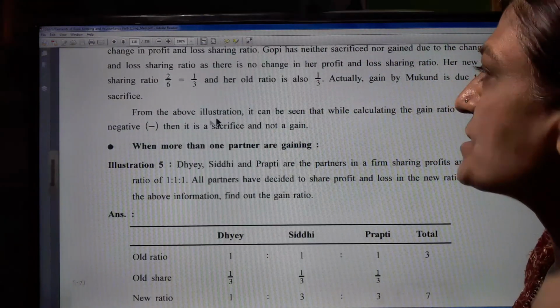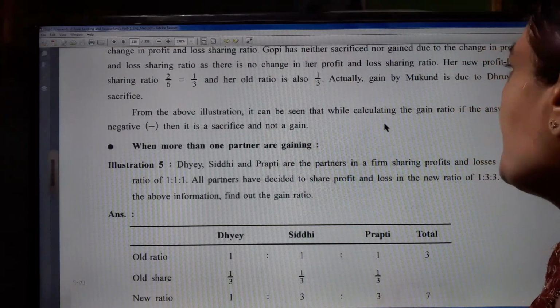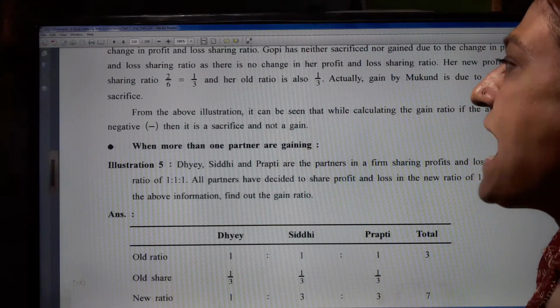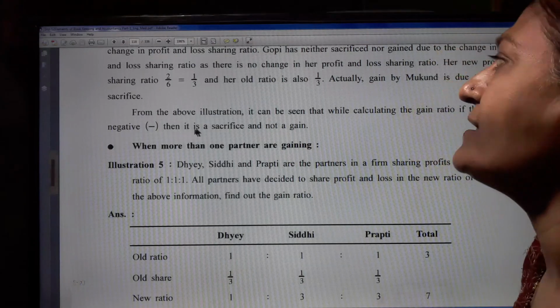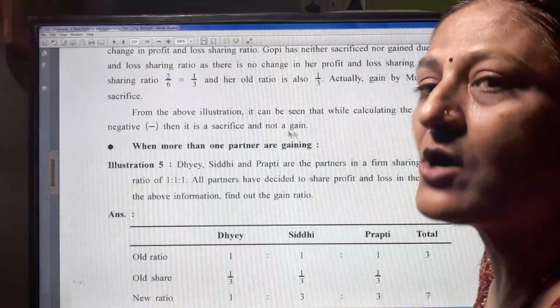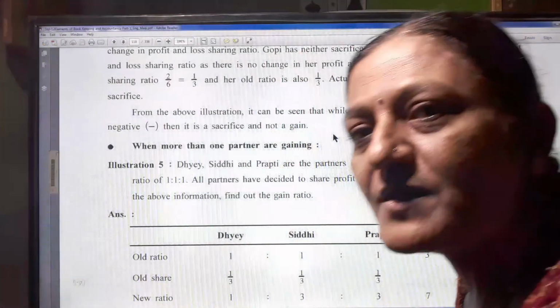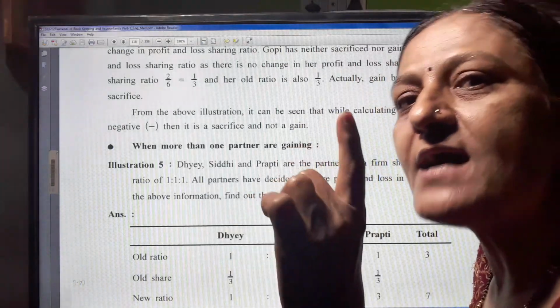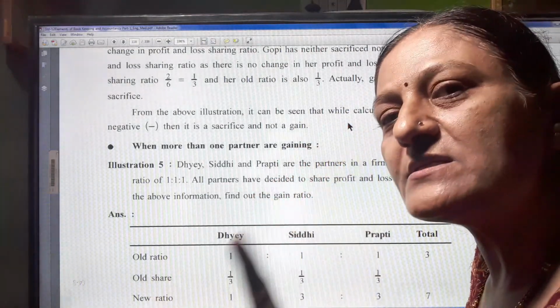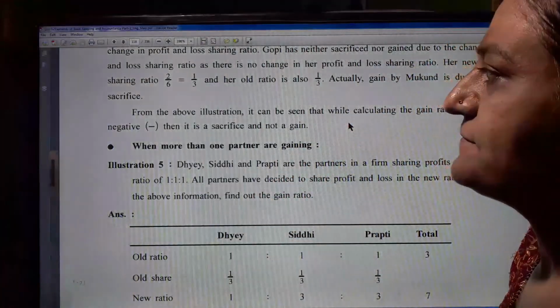From the above illustration, it can be seen that while calculating the gain ratio, if the answer is negative, then it is a sacrifice and not a gain. If the answer is in minus, then it is a sacrifice, and if the answer is positive, then it is a gain.